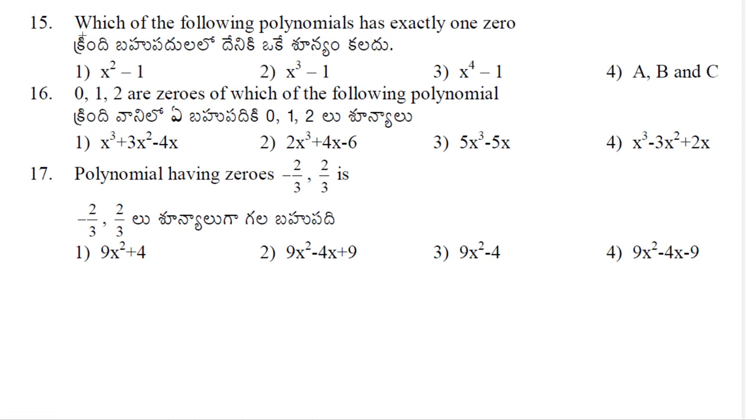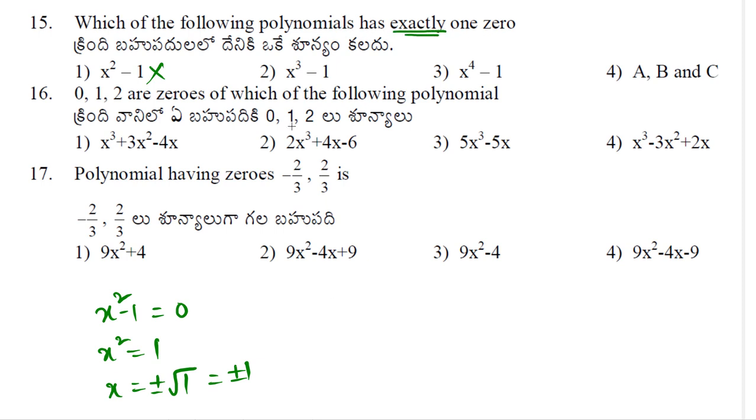Which of the following polynomials has exactly 1 zero? Exactly 1 zero. You see here x square minus 1 we have. To find the zero, we need to equate this to 0. So we can say x square equals 1. That means x equals plus or minus root 1, so that is equal to plus or minus 1. That means we have 2 zeros here. So this is not our option. We need to find the polynomial which has exactly 1 zero.